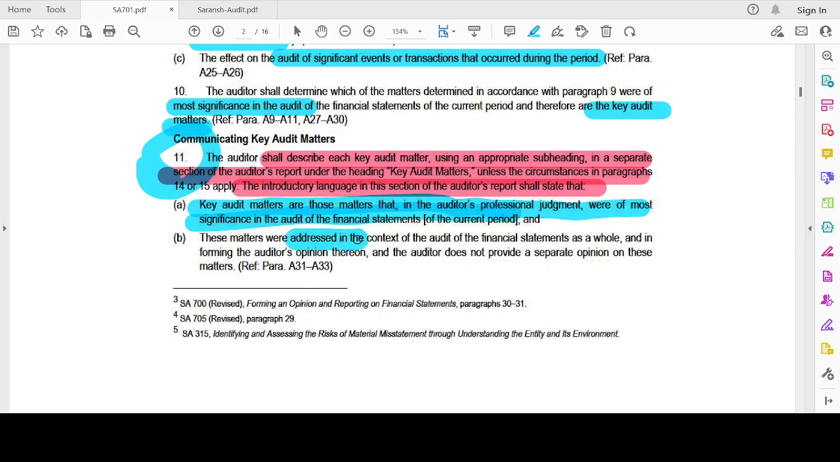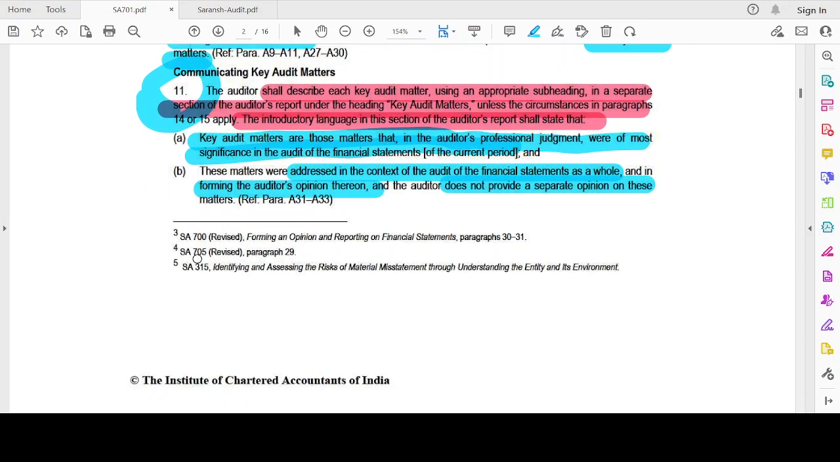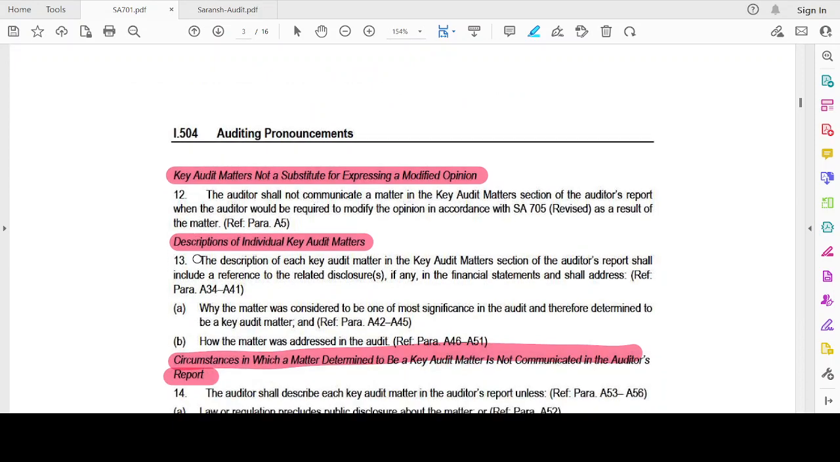These matters were addressed in the context of the audit of the financial statements as a whole, and in forming an opinion thereon. The auditor does not provide a separate opinion on those matters. This is like, key audit matter is not a substitute for a separate opinion, right? We have to make the user understand that it is not a separate opinion. Key audit matter is not a substitute for expressing a modified opinion.